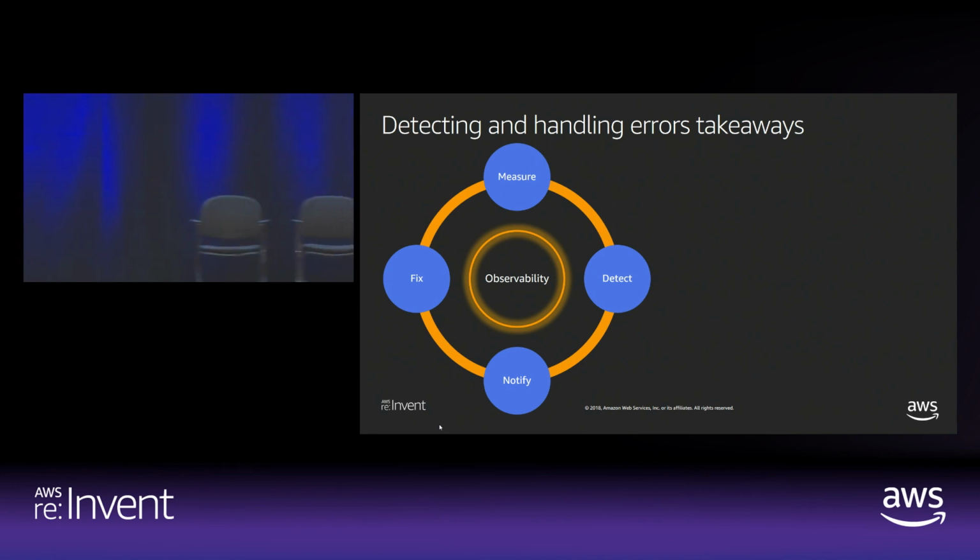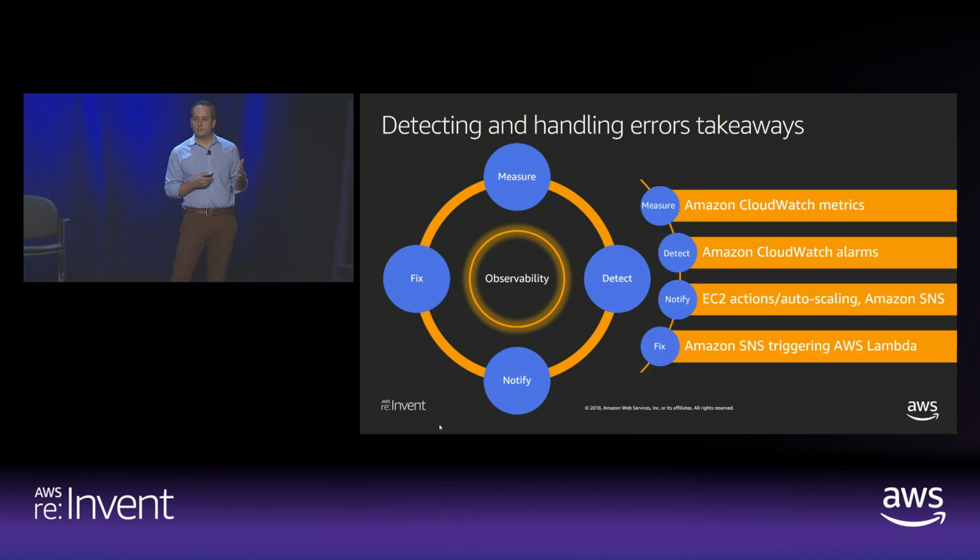Right. So what we just saw here is the whole error detecting and handling cycle. We need to be able to measure, detect, notify, and fix errors in order to have observability, right? Actually, let me take it back. You need to have observability in order to be able to complete the whole cycle, measuring, detecting, notifying, and fixing errors, right? And how do we map that to AWS services?